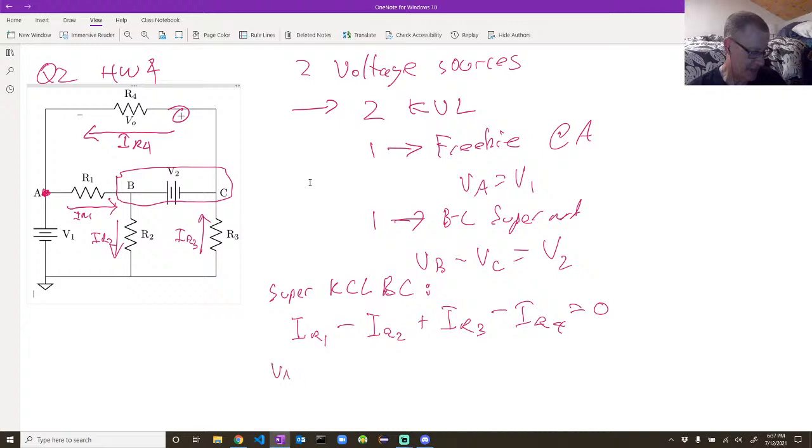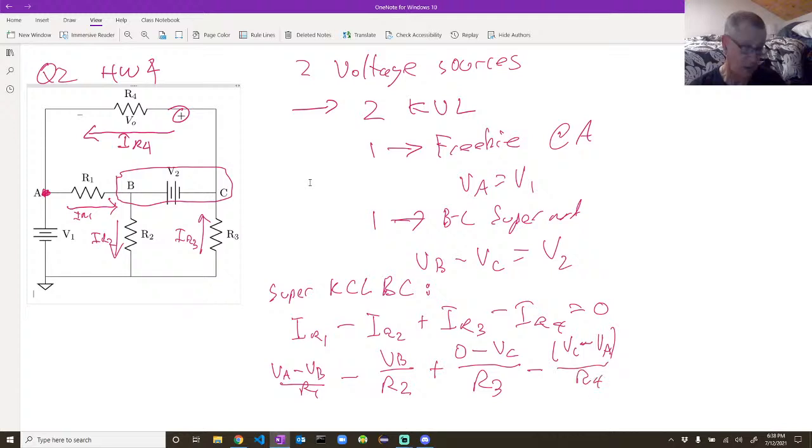Right, so IR1 is just going to be VA minus VB on R1. IR2 is just going to be VB on R2. IR3 is going to be 0 minus VC on R3. And then IR4 is going to be VC minus VA on R4. And then that equals 0.